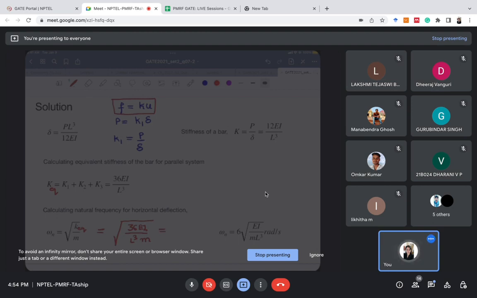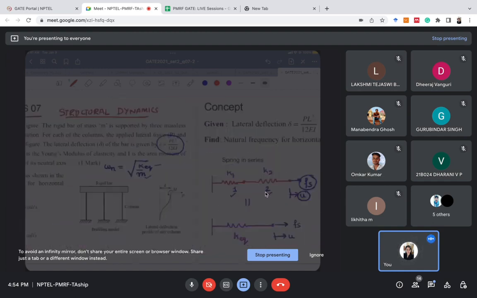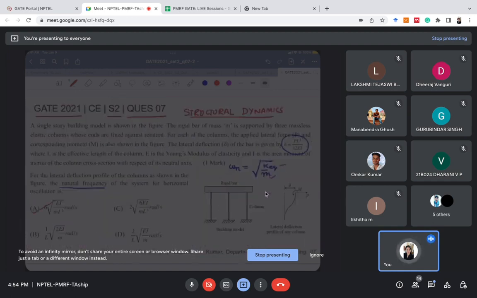So 6 will come out, right? Under root of 36 is 6, and under root of EI by ML cube, and the unit will be radian per second. So our option will be, I guess, option number A. It was a very simple formula. I've told you in a lengthy way because I've explained the concept as well.